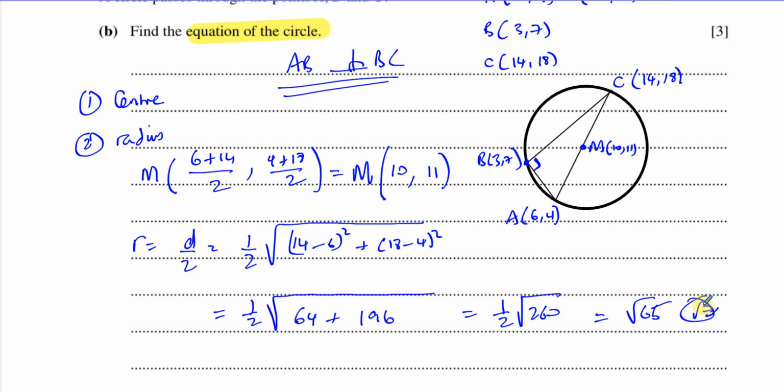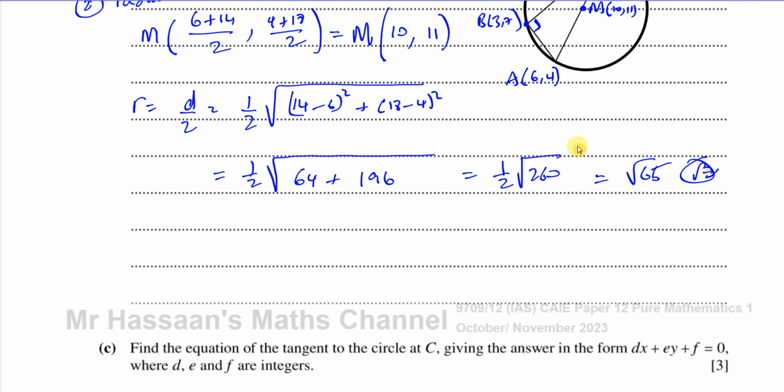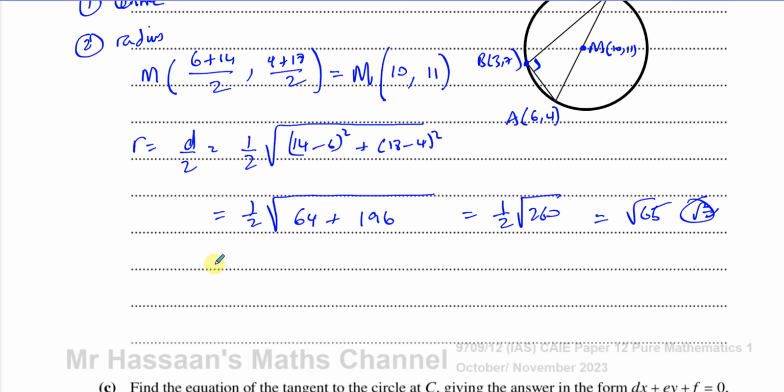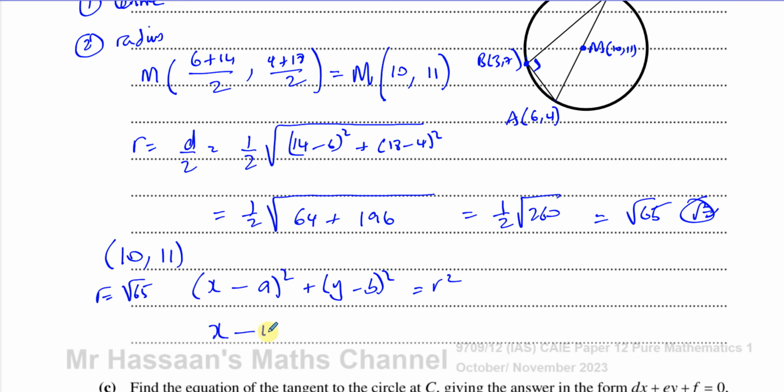So therefore, we can work out the equation of the circle by using x minus a squared plus y minus b squared equals r squared. We know a is 10 and b is 11, and we know r is equal to root 65. So we have x minus 10 squared plus y minus 11 squared equals root 65 squared, which is 65. And there we have the answer to our question.